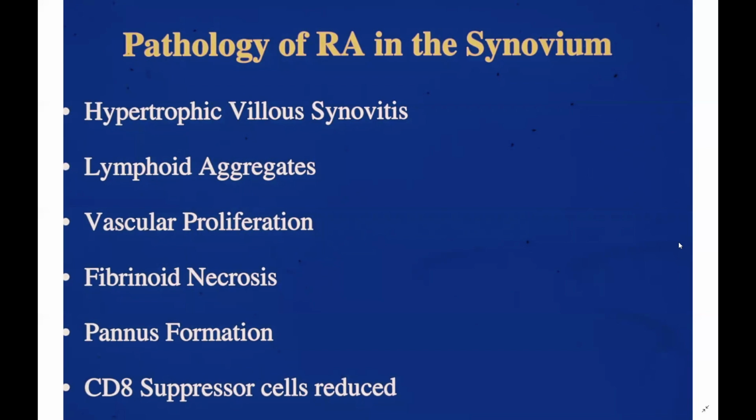So the pathology of RA in the synovium has several characteristics. There's a hypertrophic villus synovitis, they have lymphoid aggregates, vascular proliferation always occurs, fibrinoid necrosis may be present, it invades cartilage and bone as pannus, and the numbers of CD8 suppressor cells when you do sensitive studies are reduced.